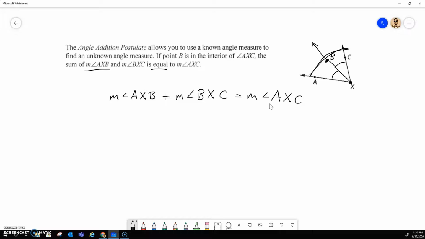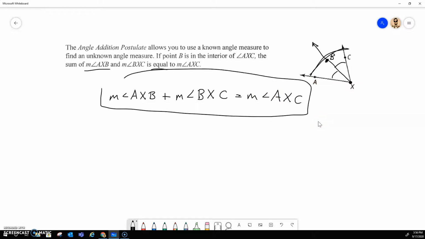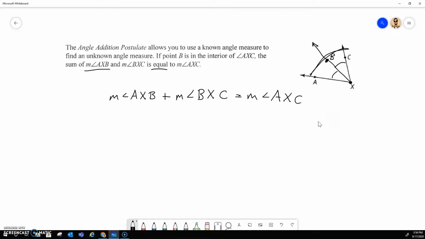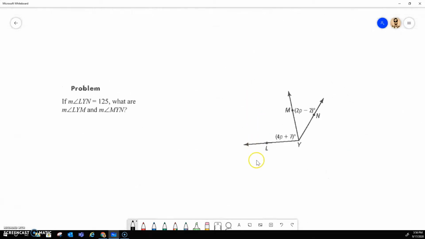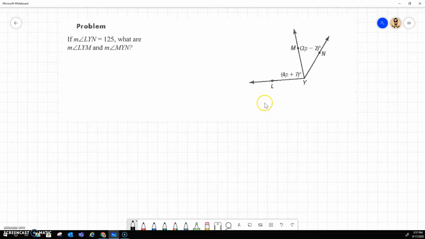And I think you can see how that would be the case, just using your intuition. So I want you to copy this down in your notebook and make sure you understand that this is the process, using these as the general points for your angles, naming your angles. This is called the angle addition postulate. I'm going to move forward, and we're going to try an example of the angle addition postulate in action.